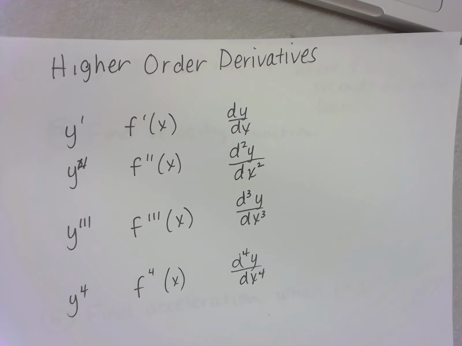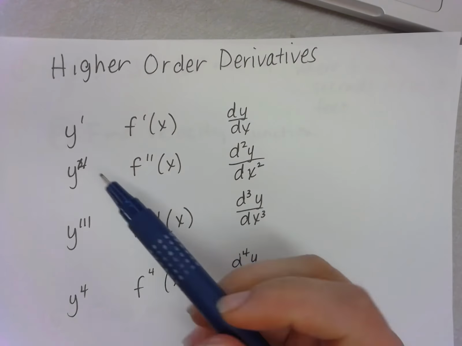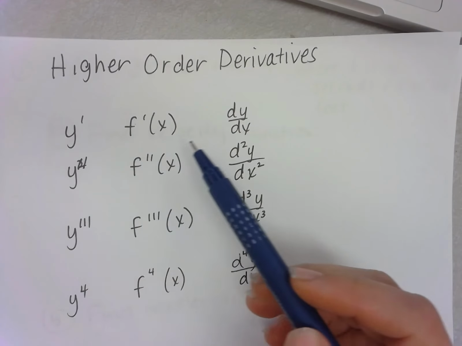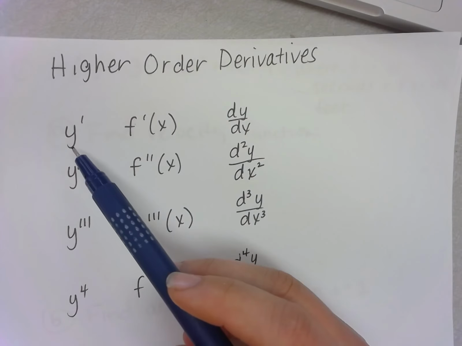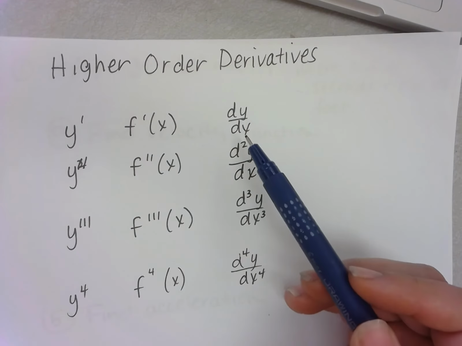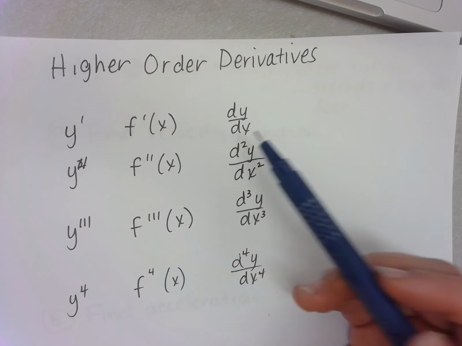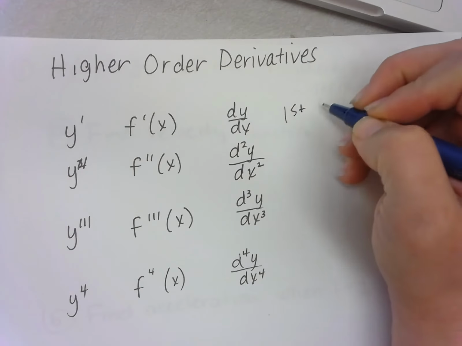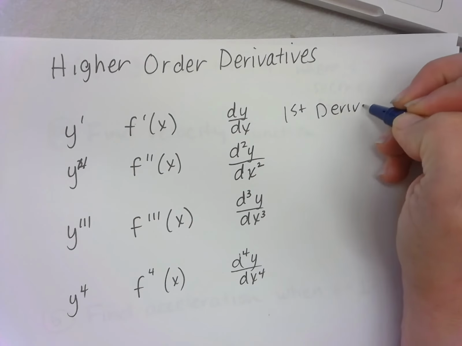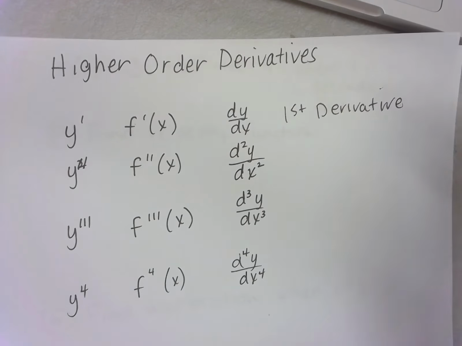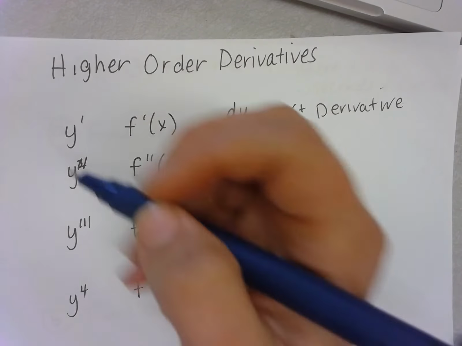Today we are going to talk about higher order derivatives. Up until this point we have primarily just worked with this first line here, which is y prime or f prime of x or dy dx, which we call the first derivative. These are some notations that we use. This is a 2 tick mark.